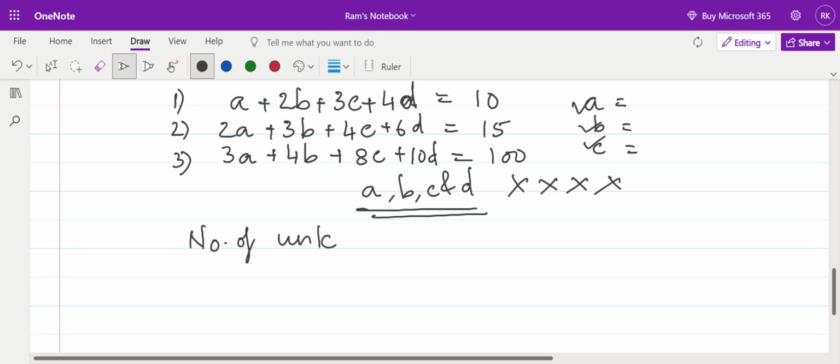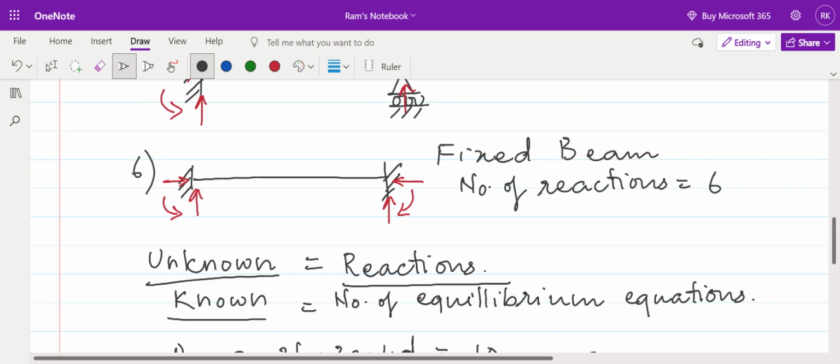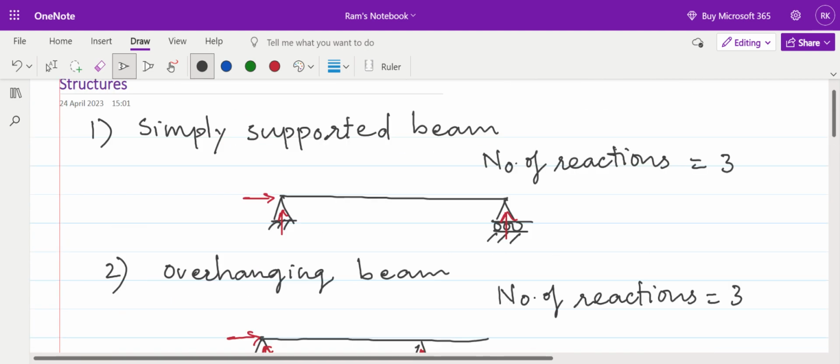The number of unknowns must be equal to the number of equations. In that case only can we determine the value of the unknowns. Now let us look at the cases one by one.